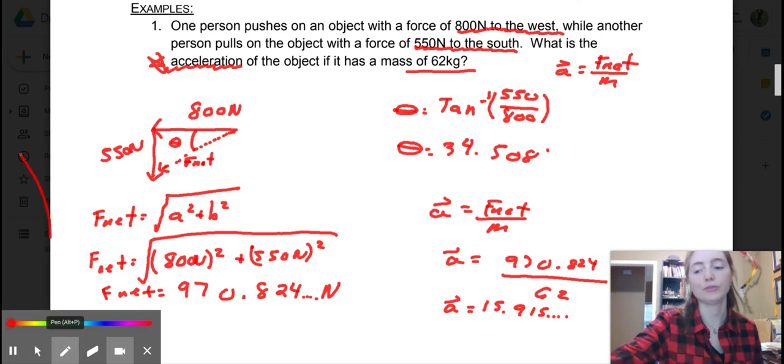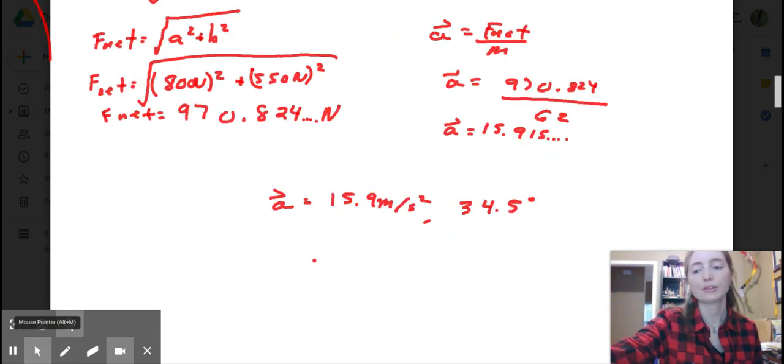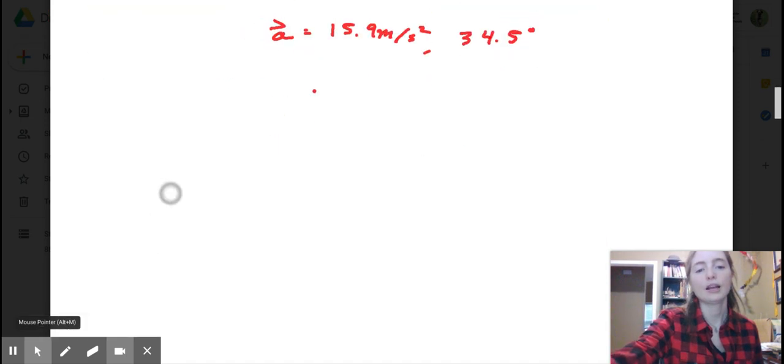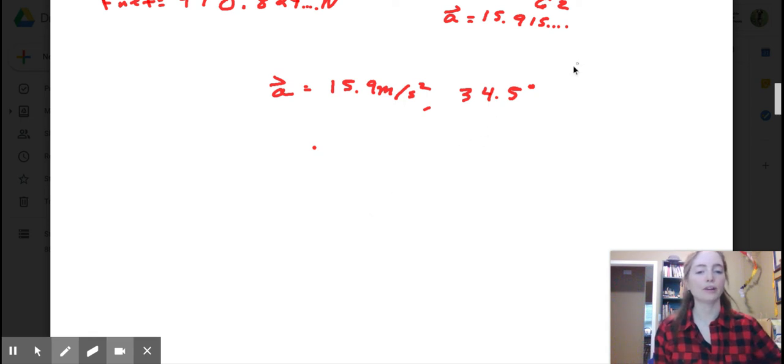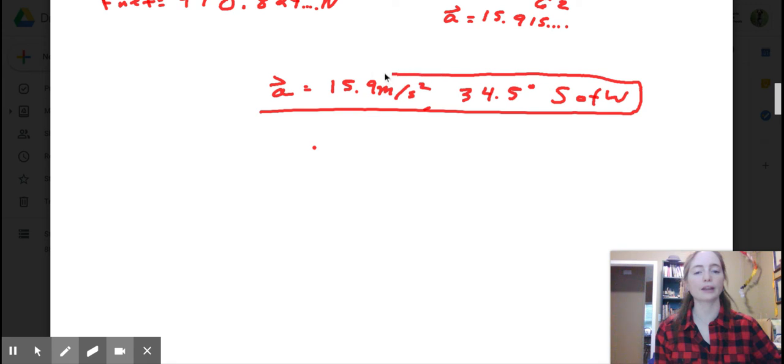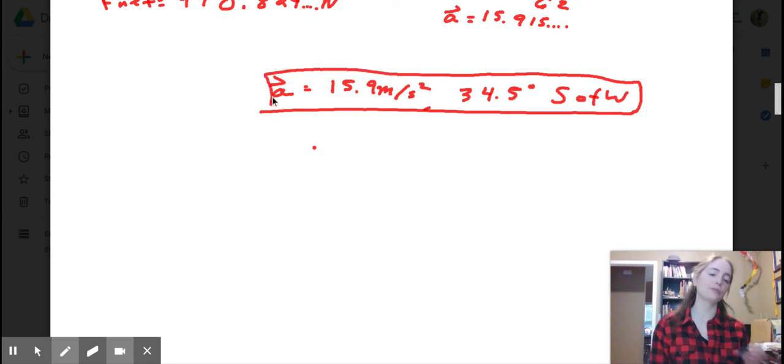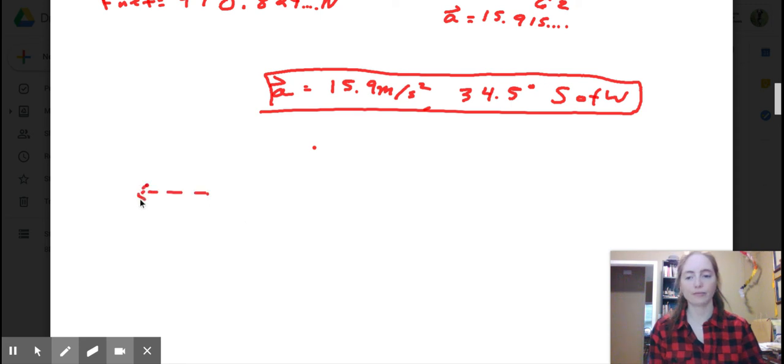Okay, so, oops, that's not what I wanted to do. So we're going to scroll down. And I'm going to give my angle a reference of 34.5 degrees south of west. Now remember, ladies and gentlemen, that there are 2 correct angles and 2 correct ways to draw your triangle. So I drew my triangle like this.